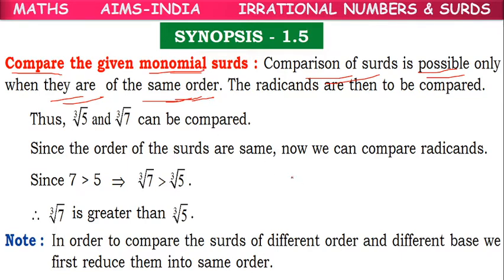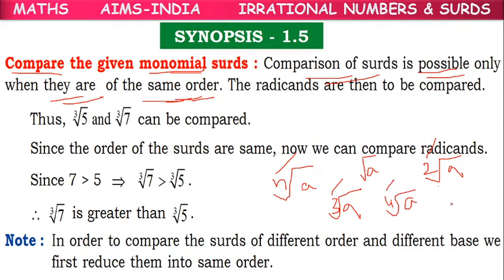What is the order of a surd, children? If the nth root of a is a surd, then n is considered to be the order of the surd. If we have square root of a, or we can also mention it as 2nd root of a, then the order is 2. If we take cube root of a, the order is 3. If we take 4th root of a, the order is 4. 5th root of a, order is 5. In the same way, for nth root of a, the order will be n.